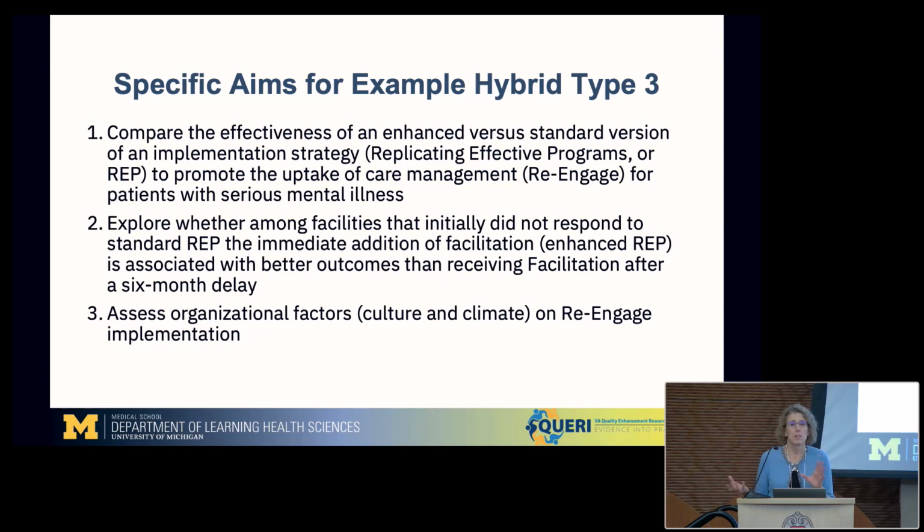They also were essentially at risk, meaning that they had a serious mental illness and other chronic conditions. And they provide this list of patients to every site with a social worker who then tries to contact these veterans. And so what we want to do is figure out if REP alone was sufficient to improve the uptake of the Reengaged Care Management Program, and then whether or not we needed to add facilitation.